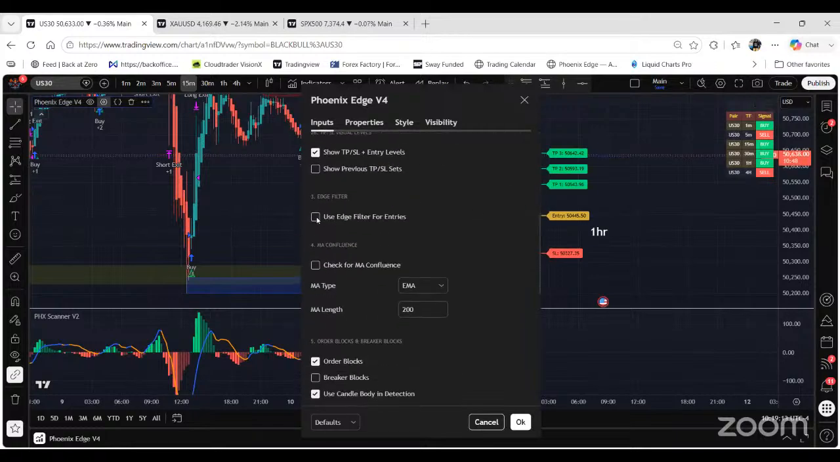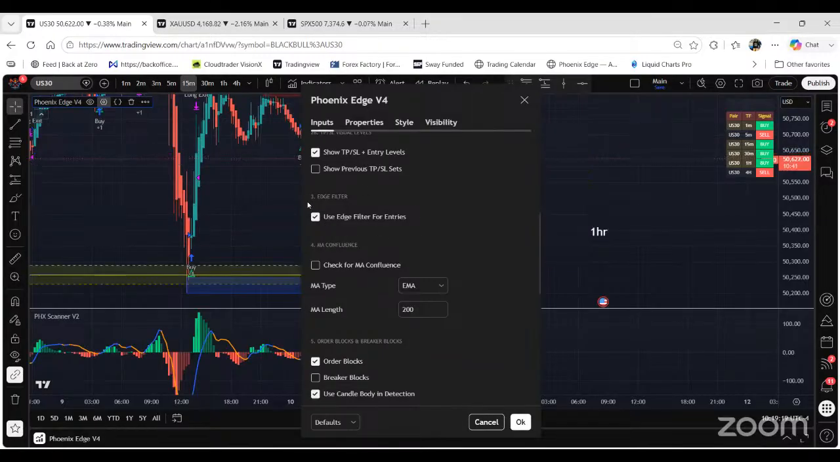All right, so moving down, again, we have our edge filter. We want to keep this on. It just amplifies, like I said, the indicator already gives you high probability signals. The edge filter just amplifies it.